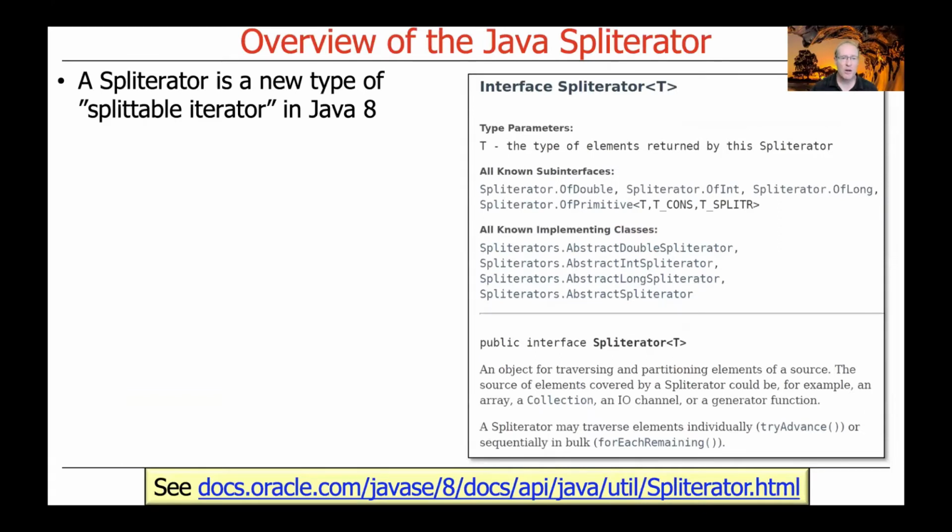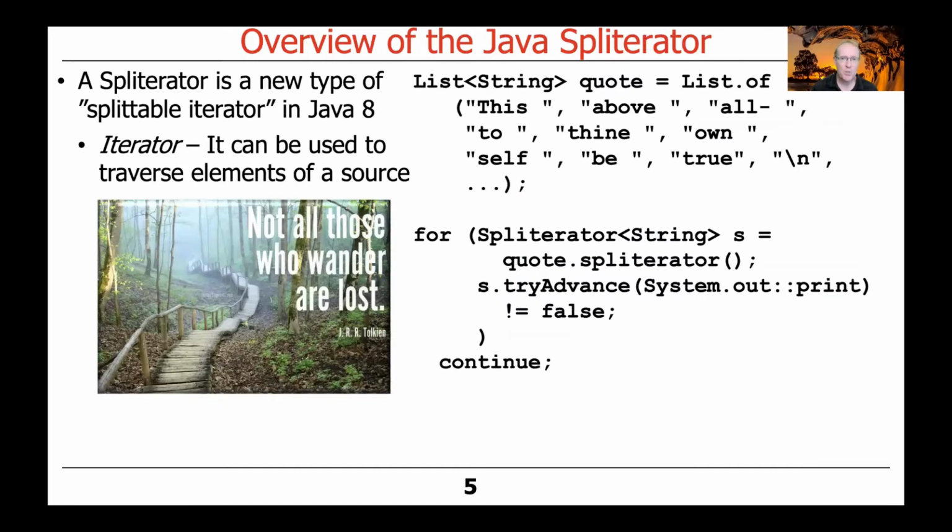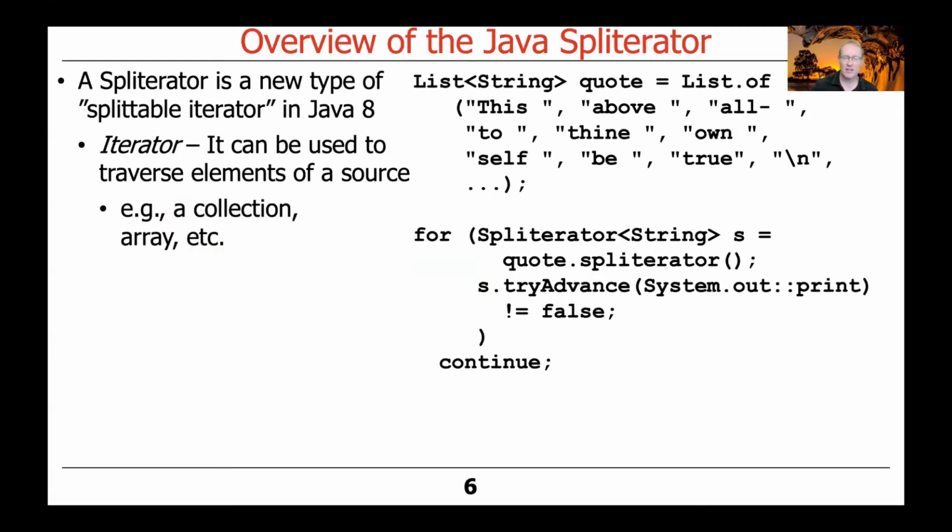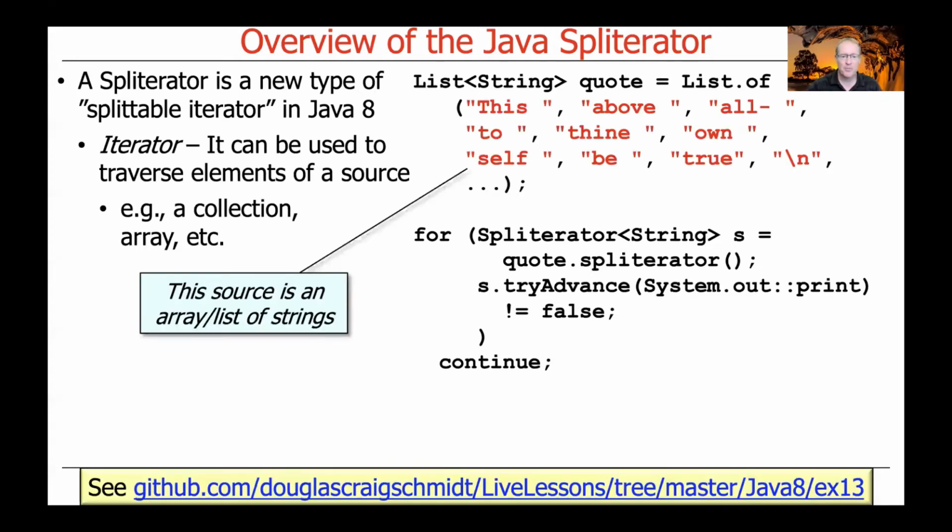So a spliterator is a new type of so-called splittable iterator that was introduced in Java 8. Of course, it persists in later versions of Java as well. It has two properties. First, it can be used as an iterator. And what that means is you can use it to traverse all the elements in a source in some order. So let's take a look at what you can use as the input for this. The source can be something like a collection or an array. These are the kinds of things that can be iterated over using a spliterator.